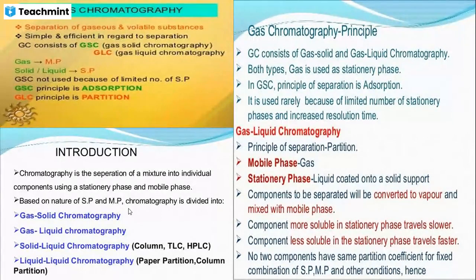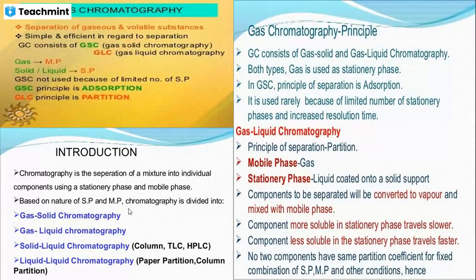What happens in these techniques? In GSC, the separation of components occurs by adsorption, and in GLC the separation of components occurs by partition. You can see their principle here, the same thing I just talked about. This separation is based on partition. We are talking about GLC.